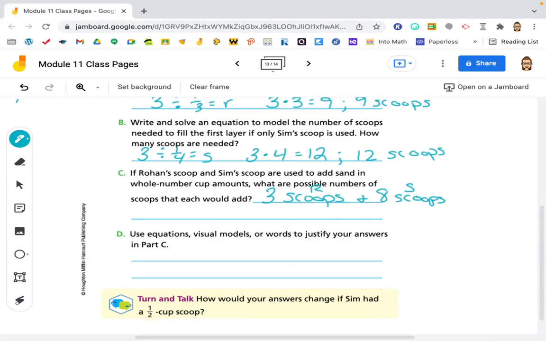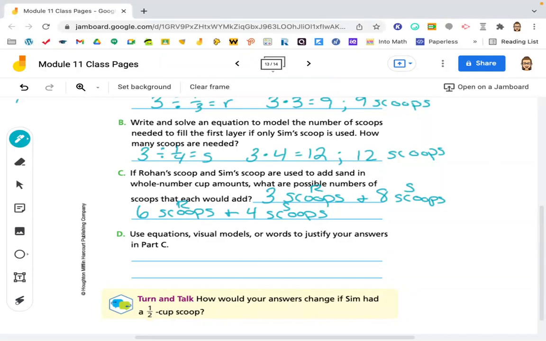Another possibility would be if Rohan did 2 cups, so that would be 6 scoops, and 4 scoops for Sim.